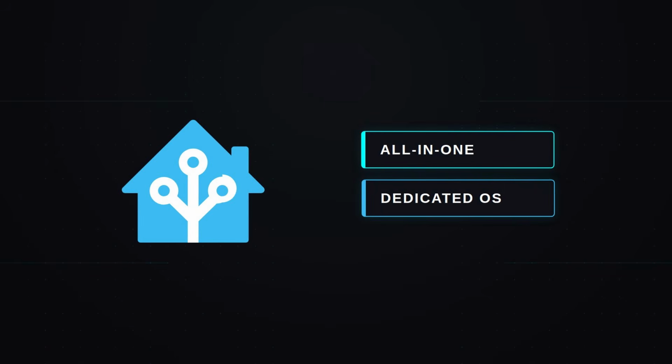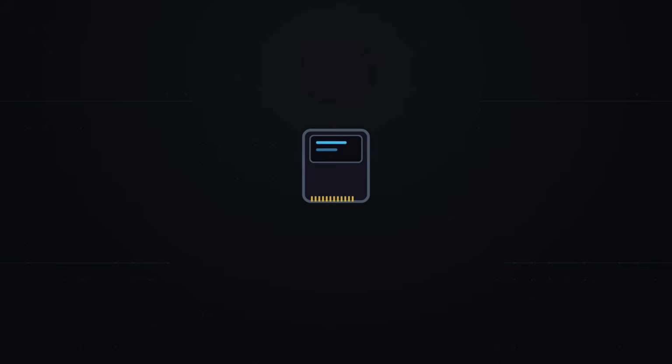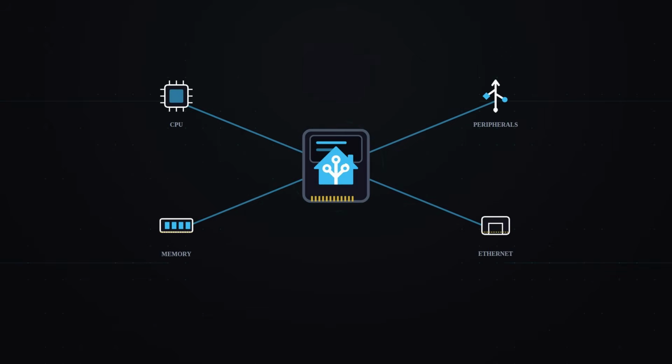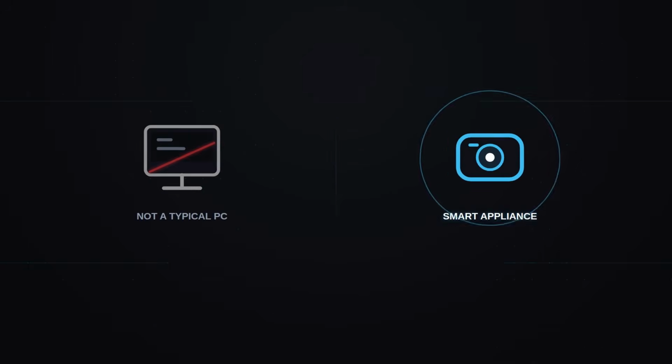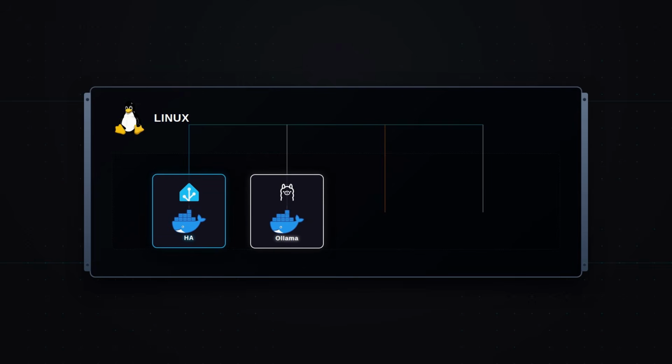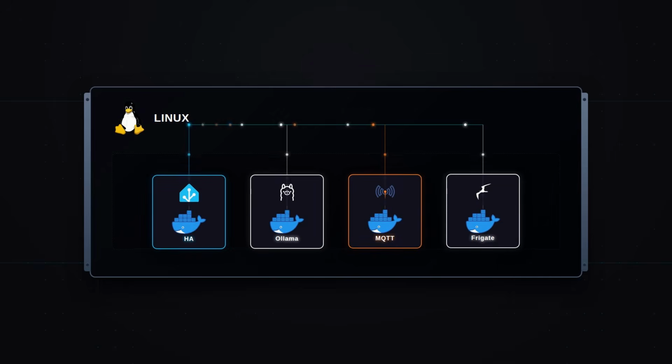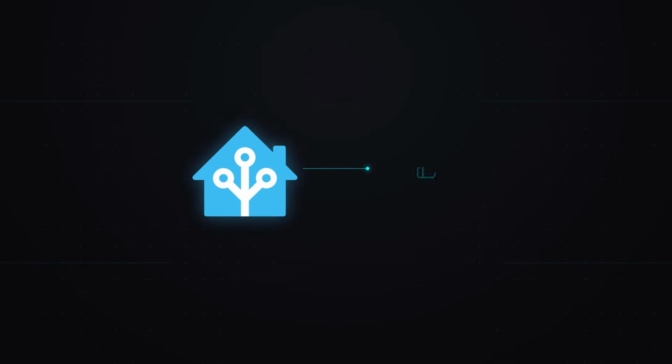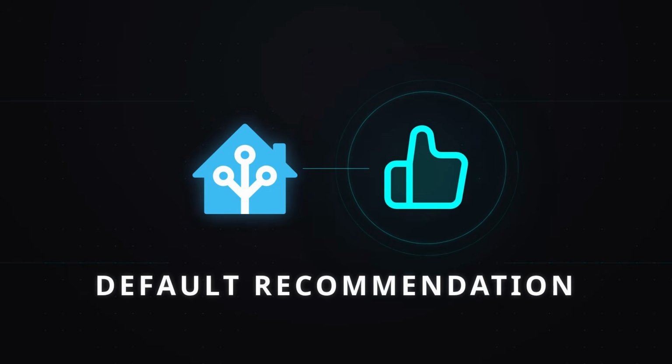HAOS is an all-in-one dedicated operating system. Once installed on a drive, it manages your hardware and updates entirely, behaving less like a computer and more like a dedicated smart home appliance. The Docker option, on the other hand, runs Home Assistant as an isolated service on top of an existing operating system, like Linux or a NAS. This allows it to share hardware resources alongside your other applications. For many users, HAOS is the default recommendation, and for good reason.